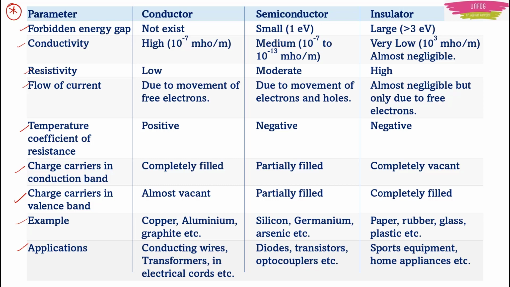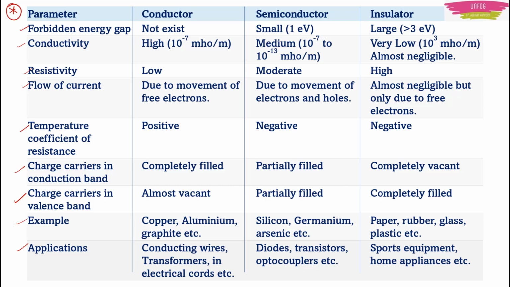Before looking at the table, I want to talk about one very important point from this table only. That is the temperature coefficient of resistance. This is a very common question asked in any competitive exam. So the temperature coefficient of resistance for an insulator is negative, and for a semiconductor it is negative. But for a conductor, it is positive. Why?